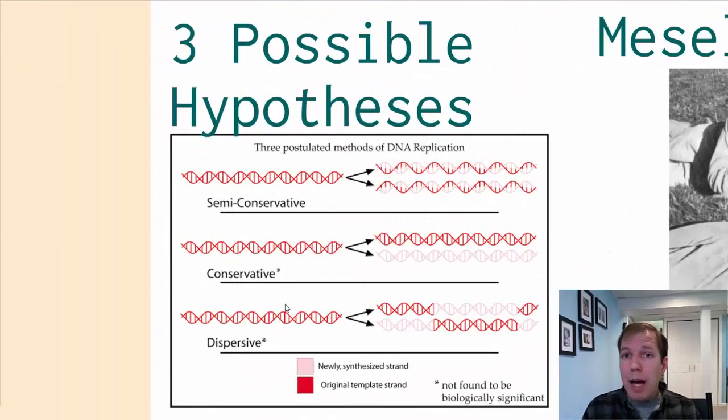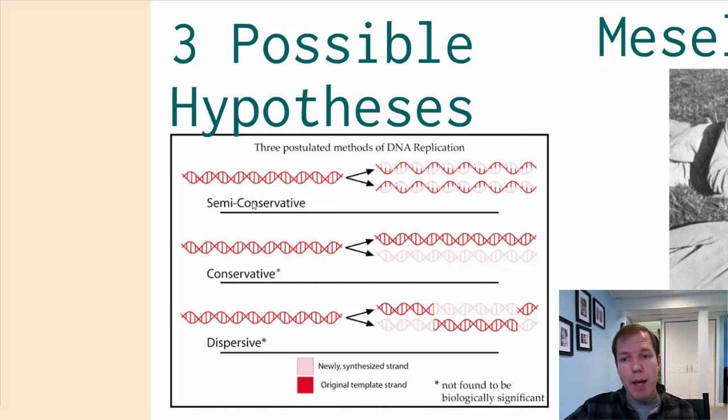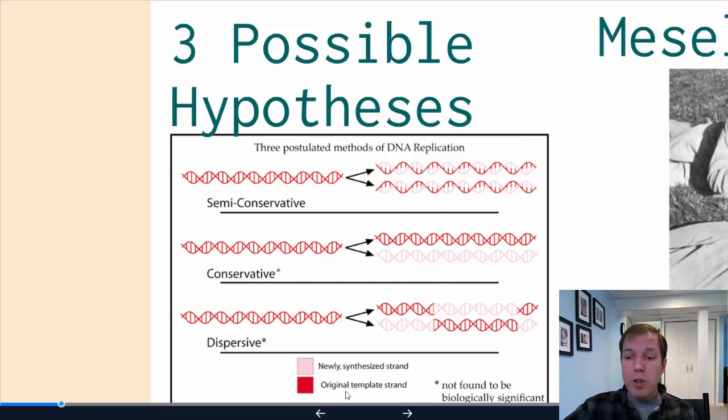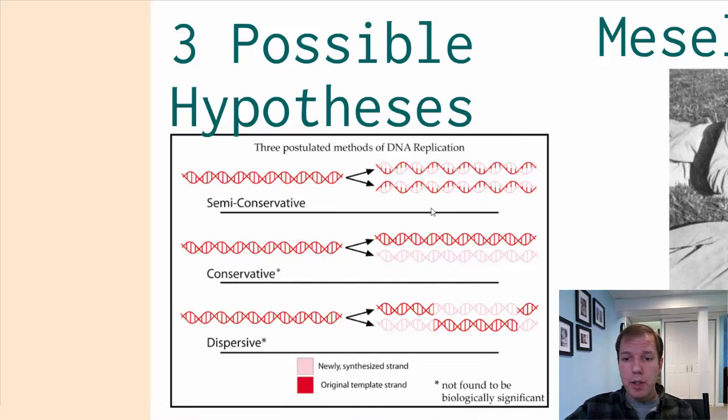So, there were three possible hypotheses for the way in which DNA could be replicated. The first is the semiconservative method represented here on the top. You can see that the dark red strands are the original template strands of DNA. In semiconservative replication, the original template strands are separated, and each of those template strands is used to produce a second new strand that is complementary to the template. The result is that each resulting copy of DNA is 50% original and 50% new.